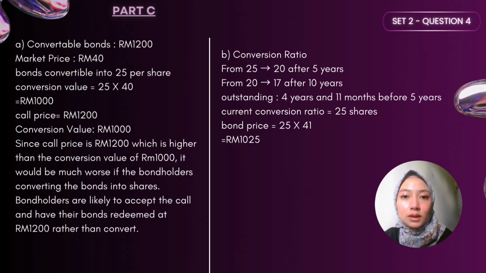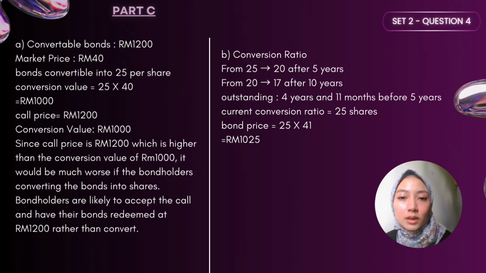XYZ Berhad has convertible bonds outstanding that are callable at RM 1,200. The bonds are convertible into 25 ordinary shares. The share is currently selling for 40 ringgit per share. So under A, required: if the company announces it is going to call the bond at 1,200, what actions are bondholders likely to take? Justify. Under this question, we will need to calculate the conversion value.